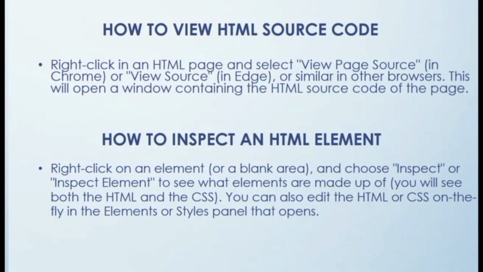And for us to be able to inspect an HTML element, you need to right click on an element or on the blank area of the page and choose inspect or inspect element to see what the elements are made up of. Then you will see both the HTML and the CSS. For inspect, you see the HTML and CSS, while for source code you see just the HTML source code of the page. You can also edit the HTML and CSS on the fly in the elements or styles panel that is opened for you. So we are going to show you now, so I'd like you to follow along with this.